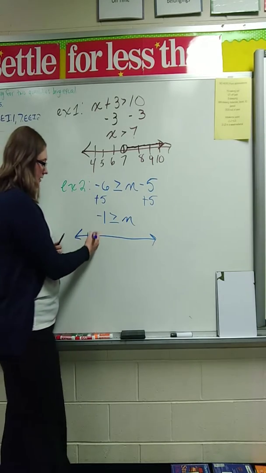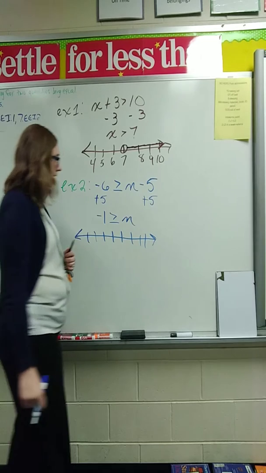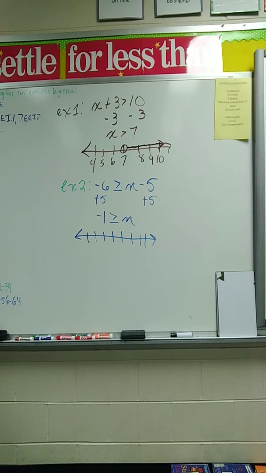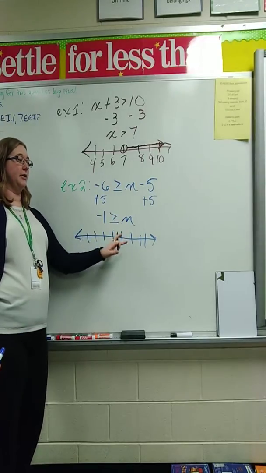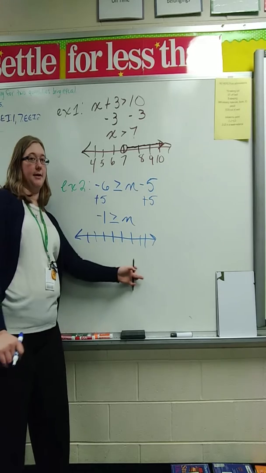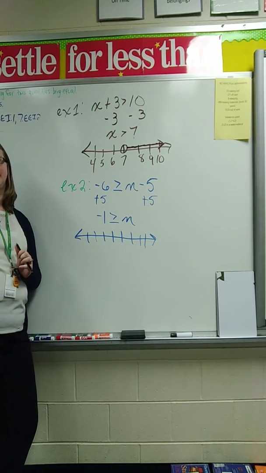All right, so I have a number line. I add some numbers. What number should I put in the middle? If we're graphing the inequality, -1 is greater than or equal to n, what number should I put around the middle of my number line? 0. We can put 0 there.